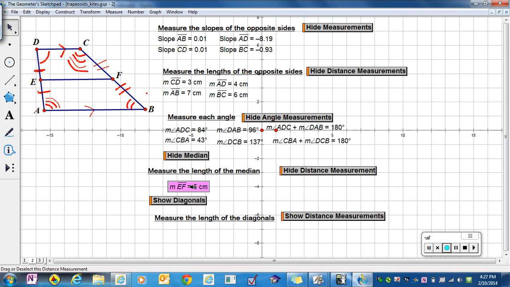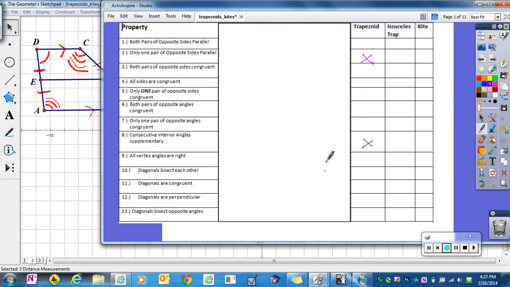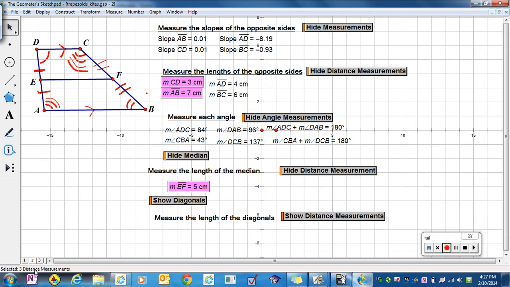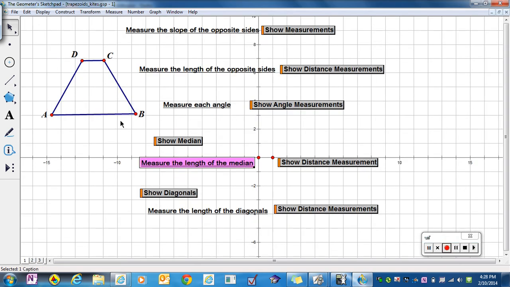What I want you to take a look at though is also the length of DC, which was 3, and the length of AB, which was 7. And if you notice, 5 is in between 3 and 7 because that median is going to come from adding the two parallel bases together and dividing by 2. But we're going to take a look at that in a few minutes. Right now all I can say about a trapezoid is number 2 is true and number 8 is true. Now let's go and look at an isosceles trapezoid.